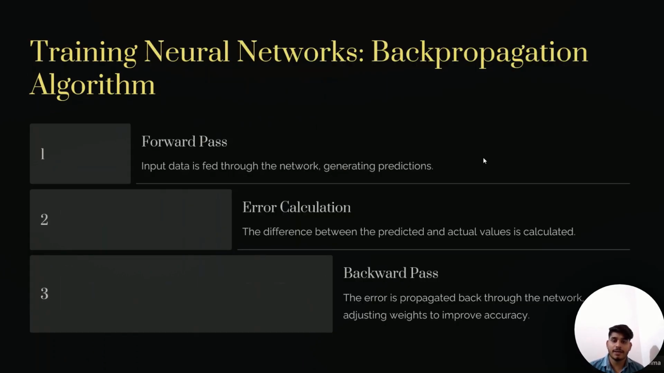Training neural networks uses the backpropagation algorithm: forward pass, error calculation, and backward pass. The input data is fed through the network, generating predictions. The difference between the predicted and actual values is calculated, and the error is propagated back through the network, adjusting weights to improve accuracy.